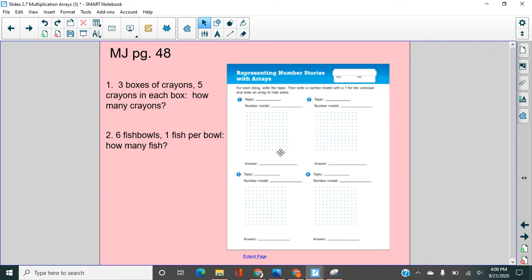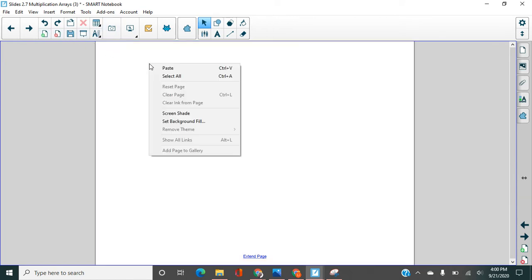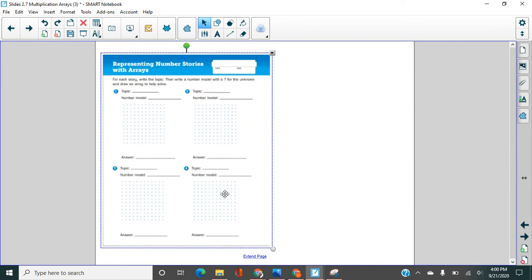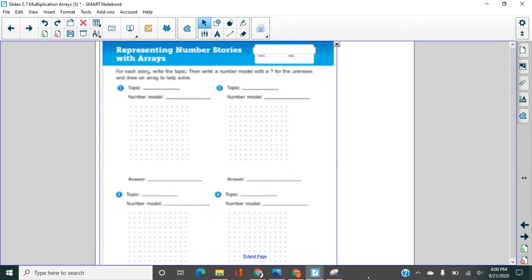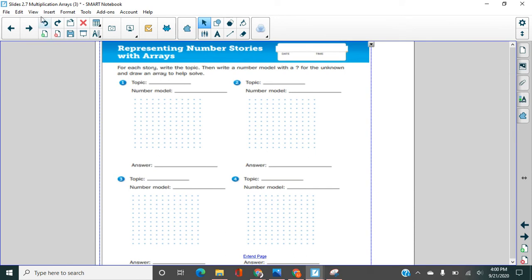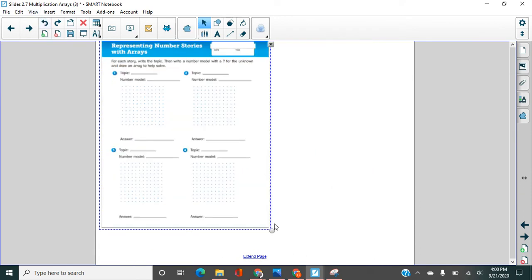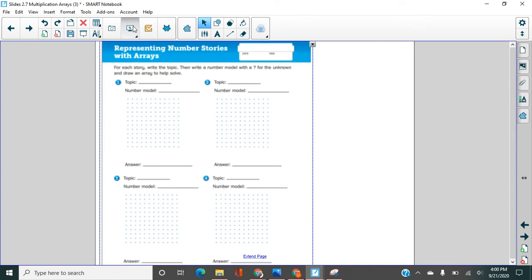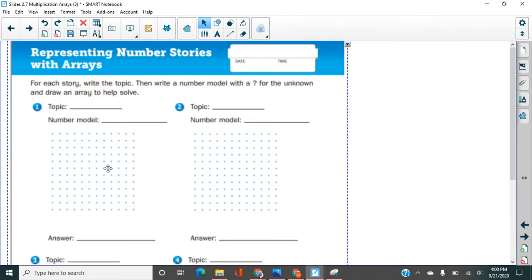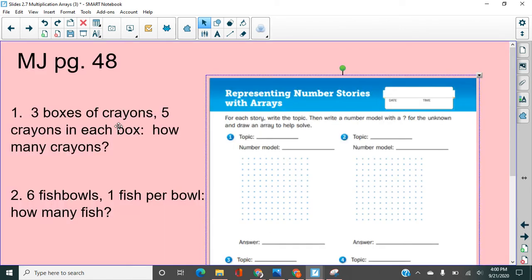3 boxes of crayons. Really need this to be bigger. Let me see if I can make it bigger on the next page. I got a lot of writing to do in color. Well, that's not bigger, but that's a little better. Bigger. Oh, one more try. I bet I can zoom in here. That's better. All right, so let's check out that number sentence again. 3 boxes of crayons, 5 crayons in each box.